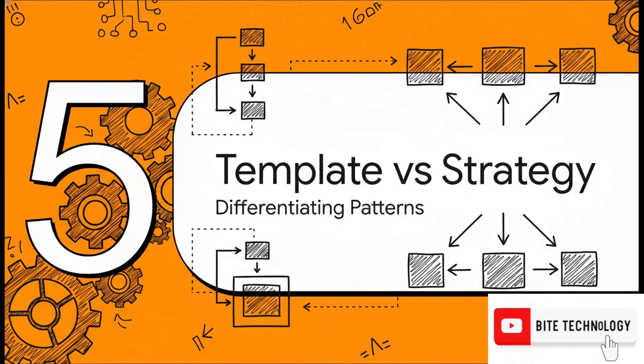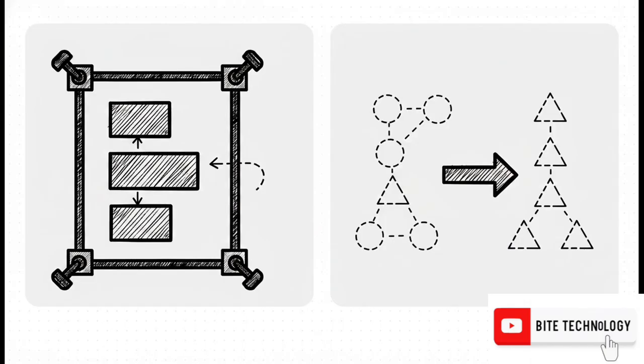Moving into Section 5, Template Method versus Strategy. As we wrap up this explainer, we really need to address a major point of confusion for a lot of developers, which is how this pattern differs from its very close cousin, the strategy pattern. When you put them side by side, it's pretty revealing. Both of these patterns exist to help you change how an algorithm behaves, but they go about it in fundamentally different ways. The template method relies heavily on inheritance.